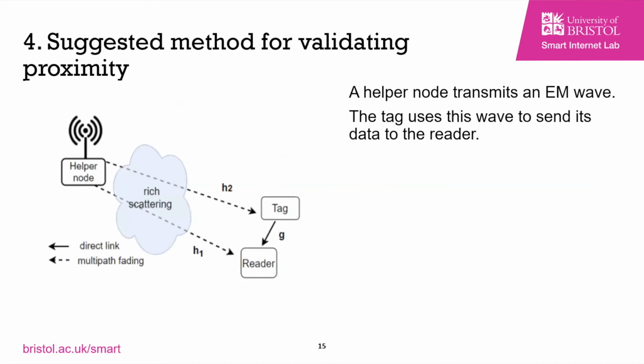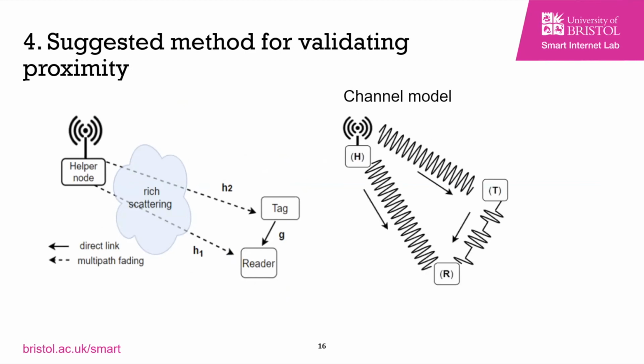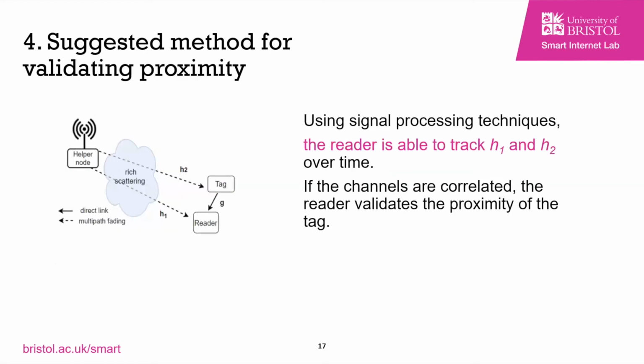So let's put everything together now and present the scheme. For the proposed method, a helper node is employed who transmits an unmodulated signal. The 2 channels, H1 and H2, will be highly correlated if the tag is close to the reader. Differently to typical RFID communications, the tag uses the backscatter modulation of the helper signal, not the reader's, and sends data to the reader by the method that we discussed earlier, by backscatter modulation.